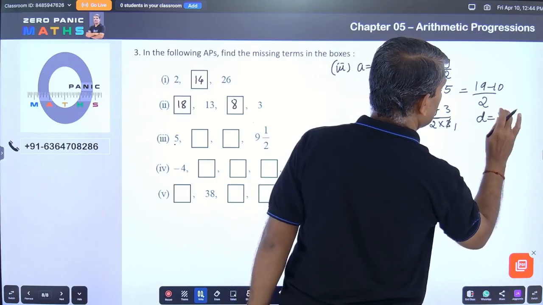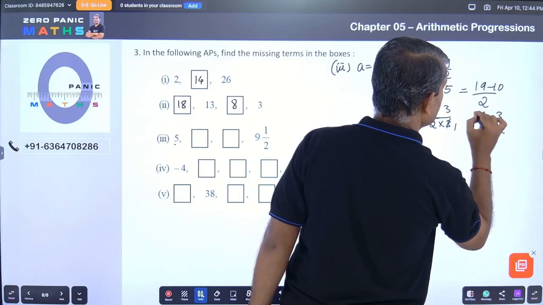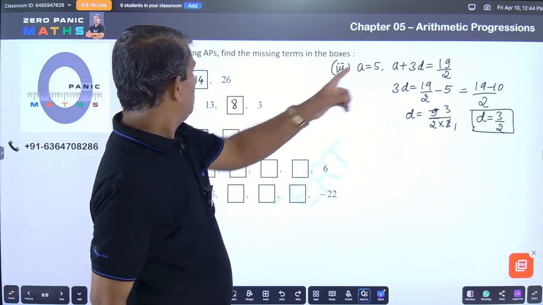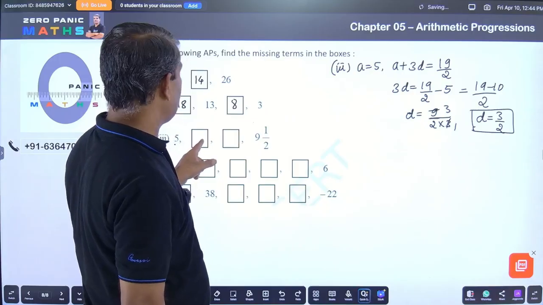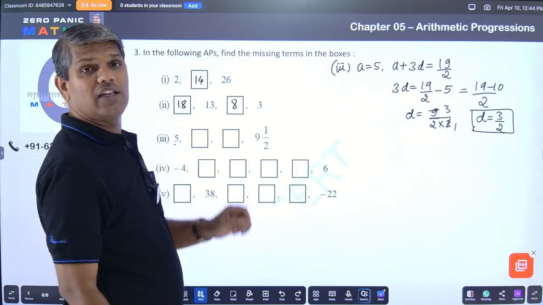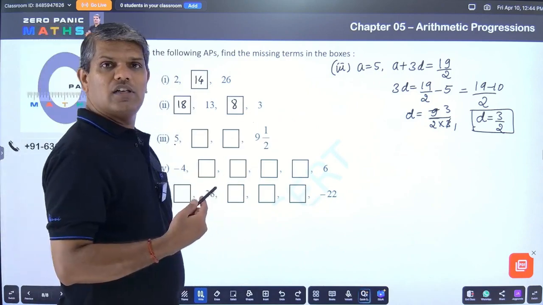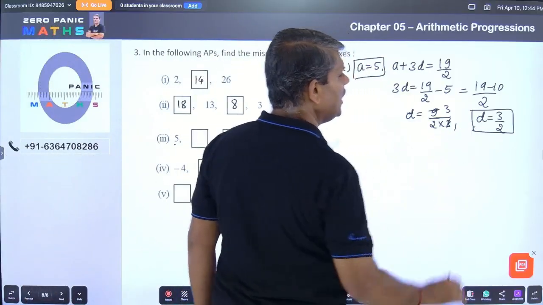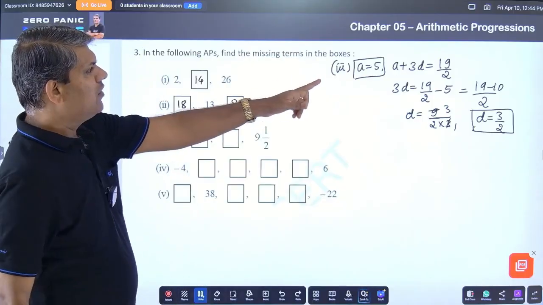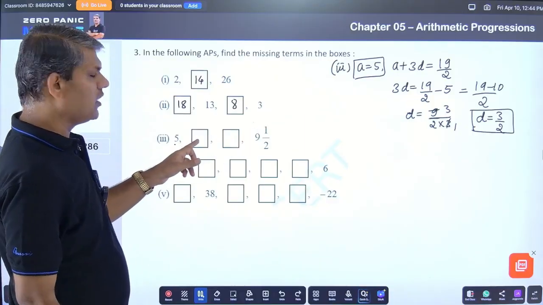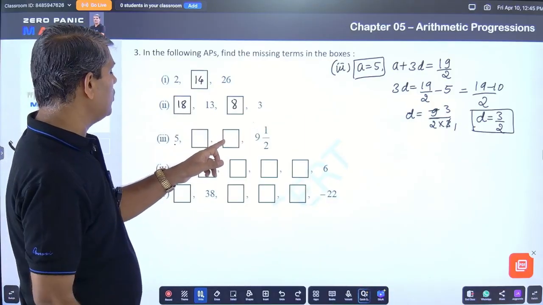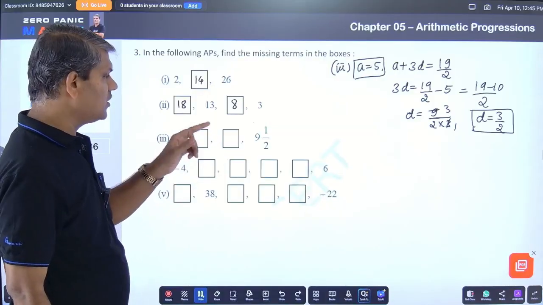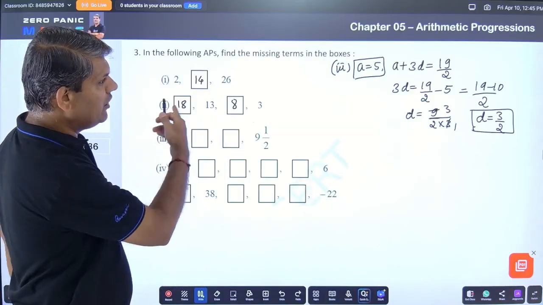D is equal to 3 by 2. So adding 3 by 2 to the first term, I can get the second term. Another 3 by 2, I will get the third term. Okay, I think you can do that. So now you have the value of A and the value of D. What you can do is add 5 plus 3 by 2, that will get the second term, and to that value if you add 3 by 2, or 3 by 2 two times, you will get the third term. Can you do that yourself? Okay, I will leave that for you.